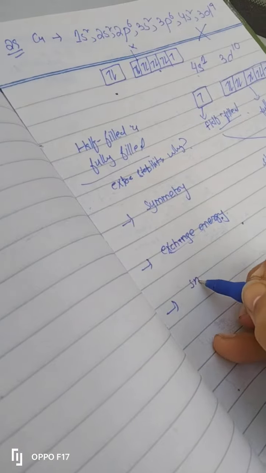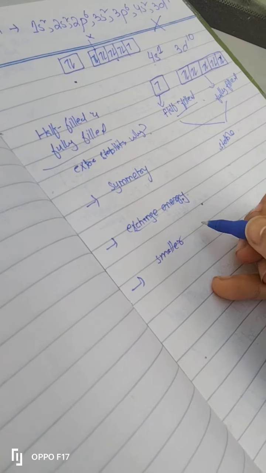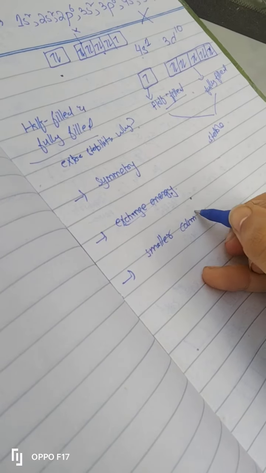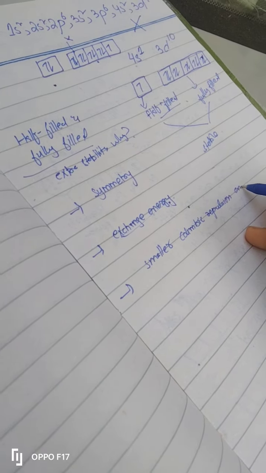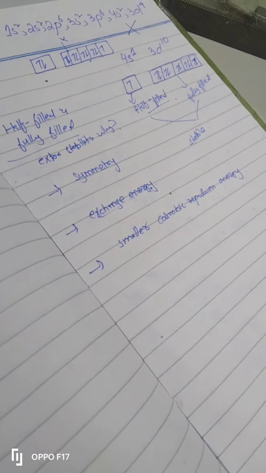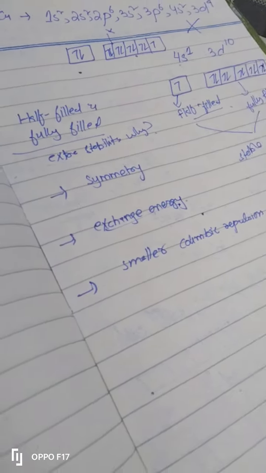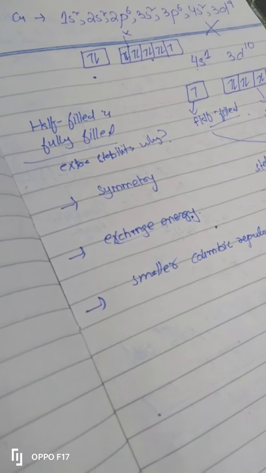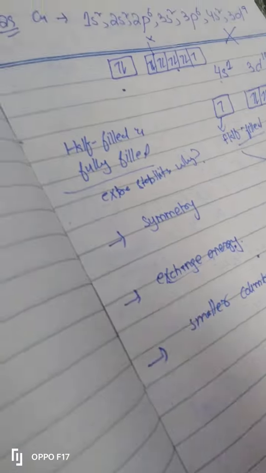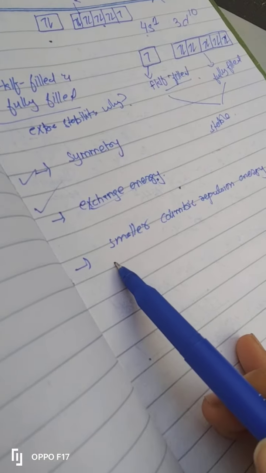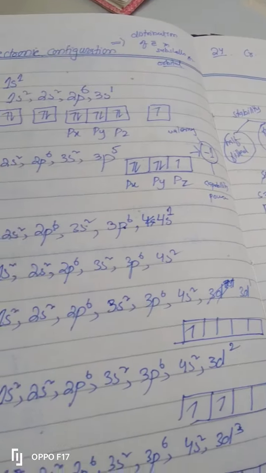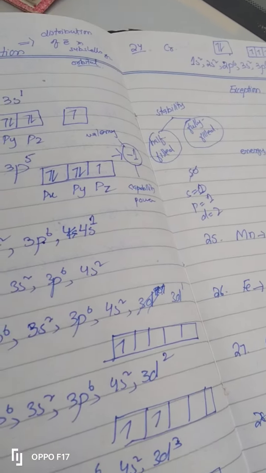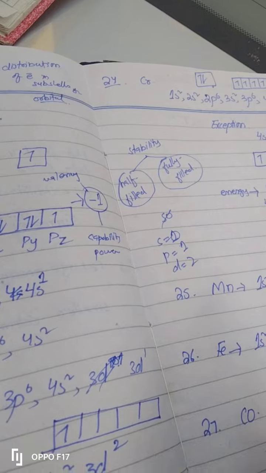And number third is smaller Coulombic repulsion energy, right? So these are the three main reasons why half filled and fully filled are extra stable. The most important ones are these two, and this is asked sometimes. So I hope you understood the concept of electronic configuration, with the exceptions of chromium and copper.